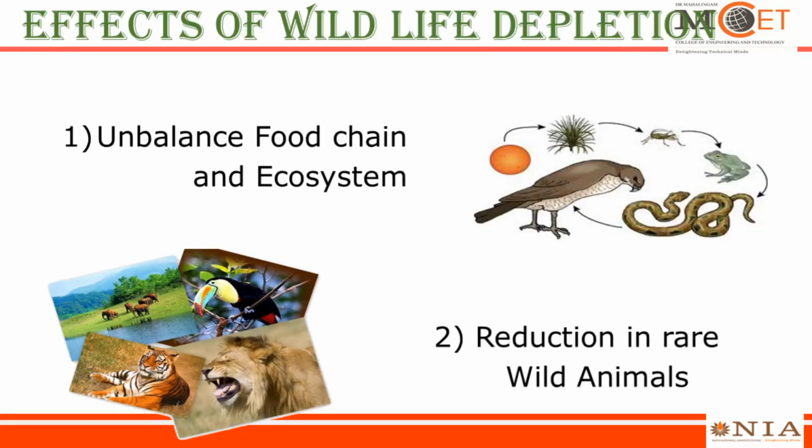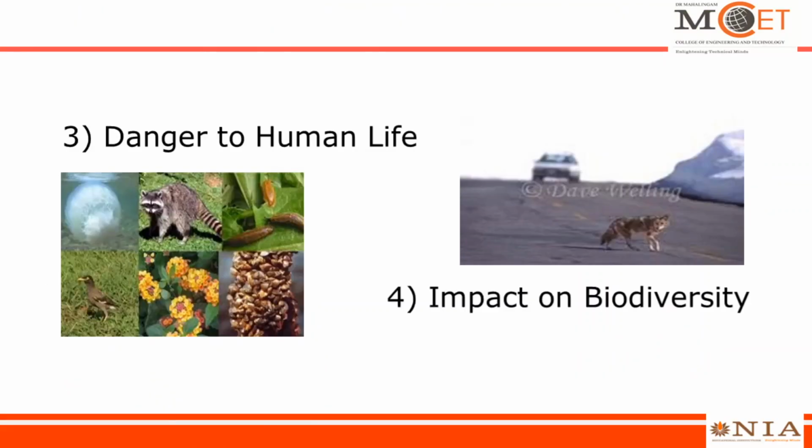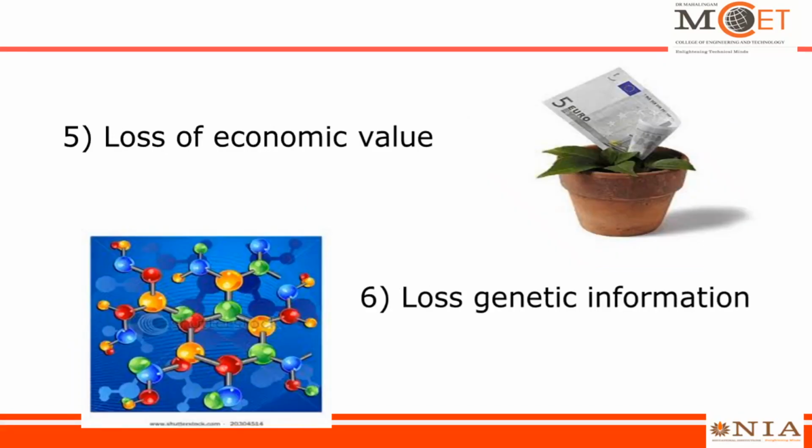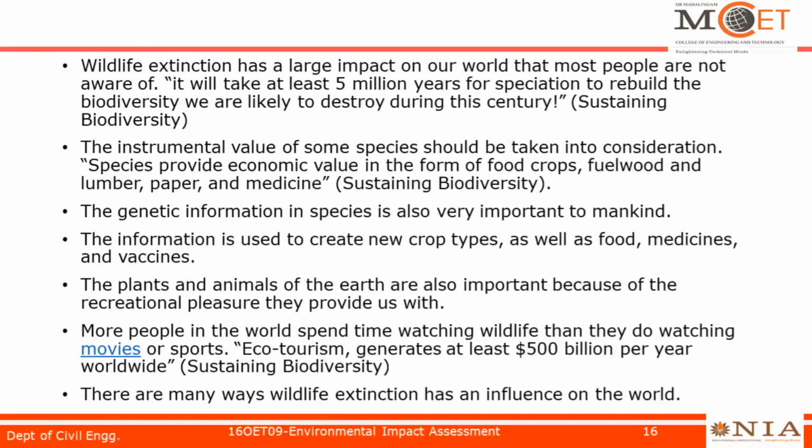So what are the effects of wildlife depletion? There's an imbalance in the food chain and ecosystem, and a reduction of rare wild animals. It is a danger to human life because the habitat for these living entities has been cleared off. So obviously they are going to come into the towns and cities where human beings are staying. It has a great impact on the biodiversity, loss of economic value, and loss of genetic information.